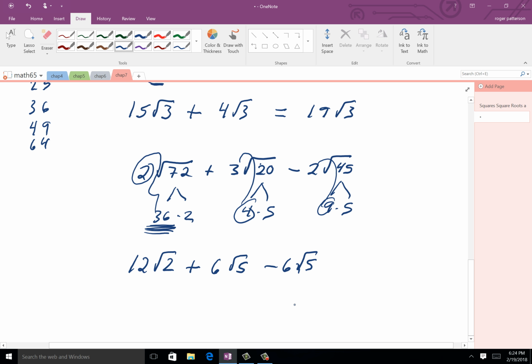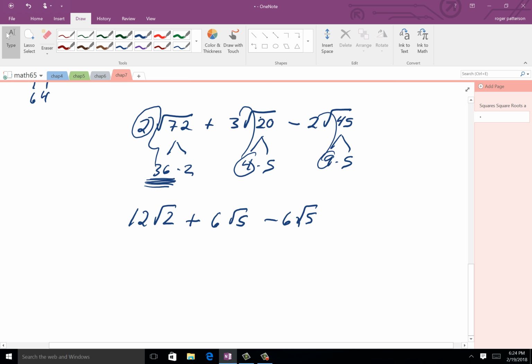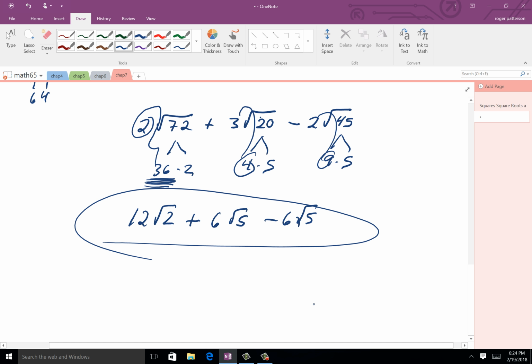Okay, so now that we've got it all simplified, right? Oh, look at that. So then what happens? What can we combine here? We can eliminate, yeah, what's going to go away? 6 square root of 5. Yeah, these things, right? But see, we can't do anything with that, right? So then this is just going to be 12 square roots of 2.